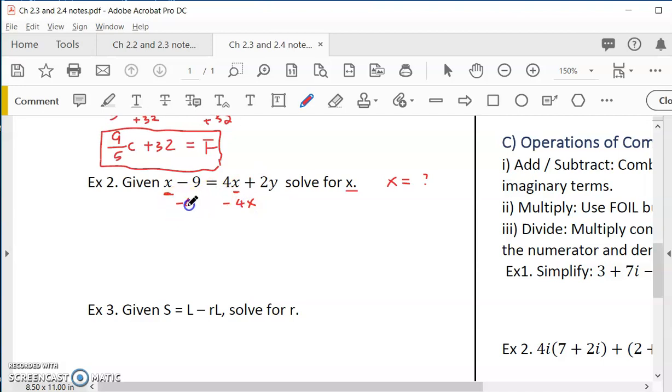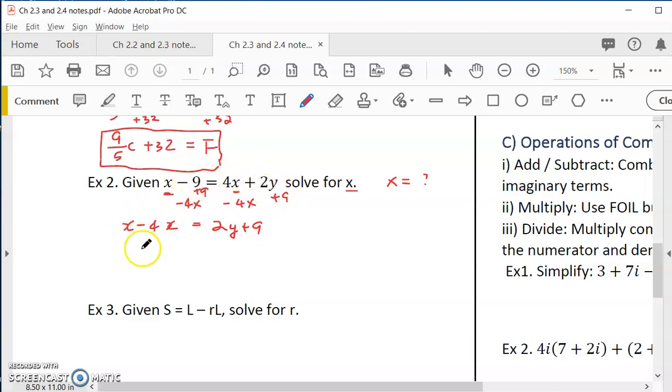Minus 4x. Now because all the x terms are on the left-hand side, I need to get rid of all the non-x terms so that they're on the right-hand side. So on the left-hand side I have x minus 4x, because negative 9 cancels. And here, minus 4x means it's gone. 2y plus 9, right? So 9 will show up here when I add them. And this goes away.